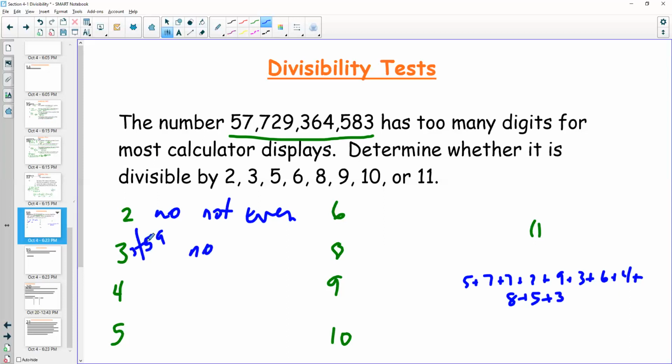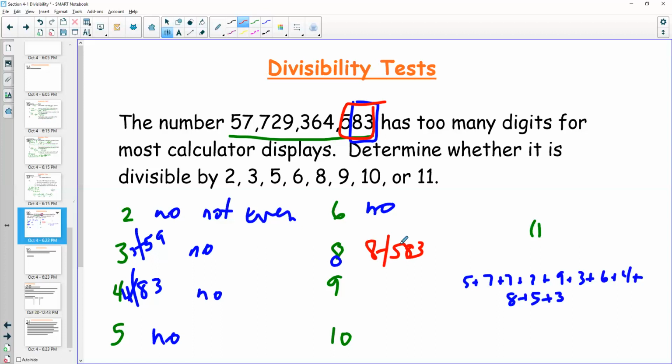So no. Is it divisible by 4? Let's look at the last 2 numbers. 83 is not divisible by 4, so it's a no there. Does it end in a 5 or a 0? Nope, so it's not divisible by 5. It's not divisible by 6 because it's not divisible by 2 or 3, so that's a no. Let's see, 8. For 8, I'm dividing 583 by 8. You probably worked it out, and it is also not the case.